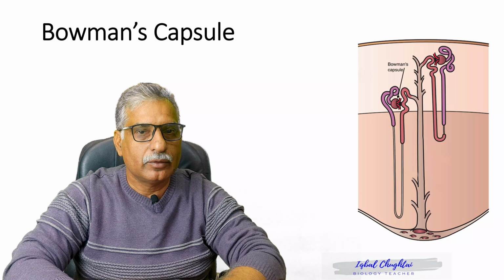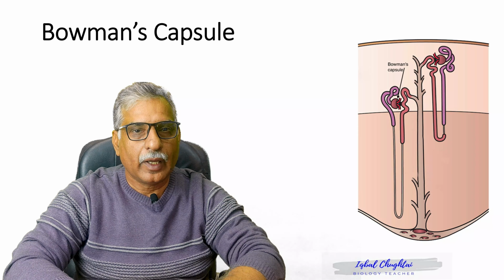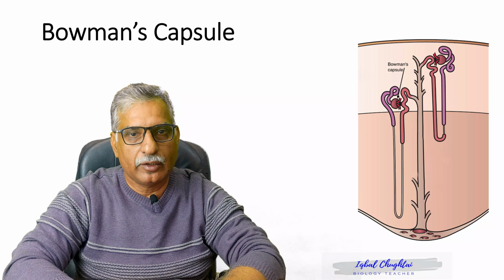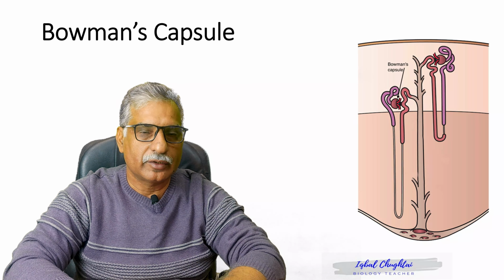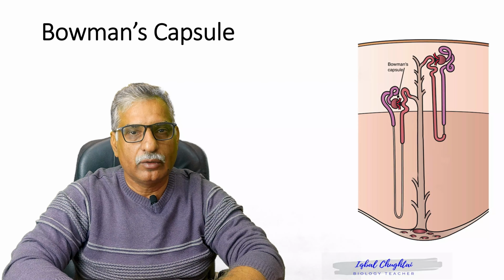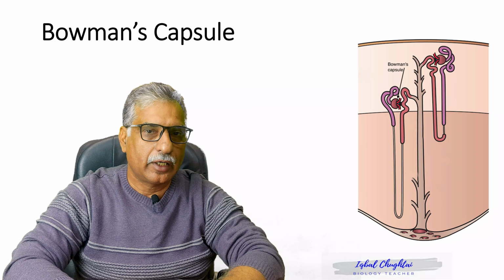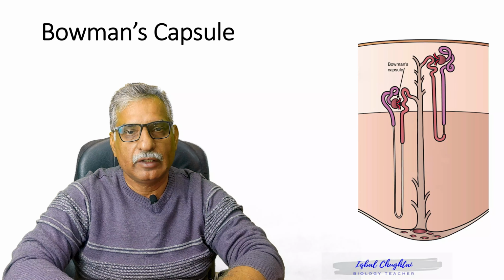And this Bowman's capsule has a cavity, and in that cavity the afferent arteriole makes a network of capillaries known as the glomerulus. And these glomerular capillaries later unite to make another arteriole that is known as the efferent arteriole. The diameter of the afferent arteriole is larger compared to the diameter of the efferent arteriole.